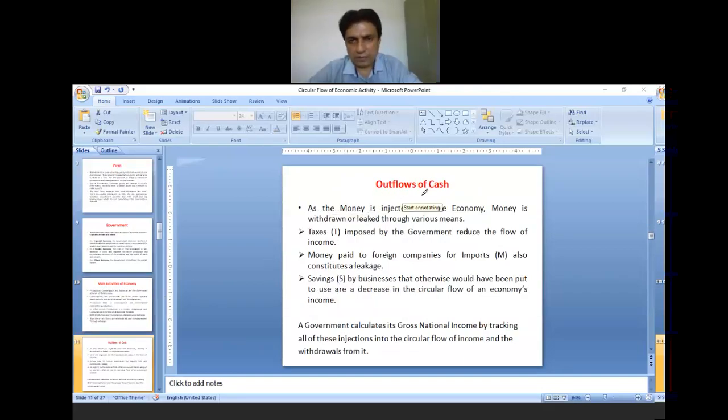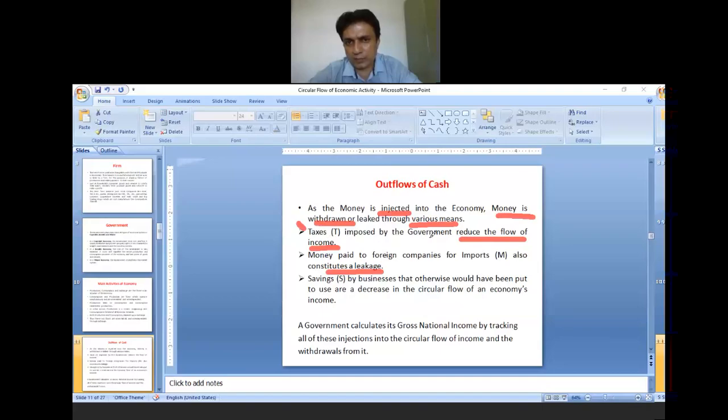The outflows of cash. As money is injected into the economy, or transferred in the economy, money is withdrawn or leaked through various means. These are the means. Tax imposed by government reduces the flow of income in the market. So one factor is tax. Second, the money paid to foreign companies for imports also constitutes a leakage.